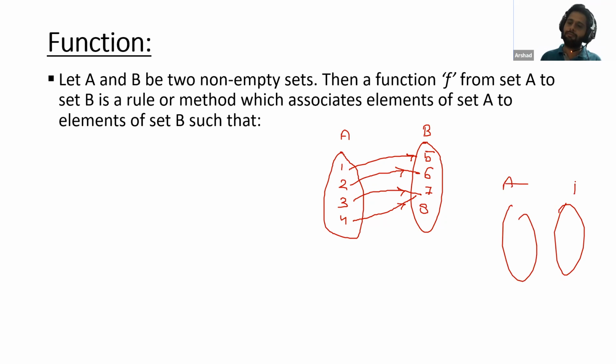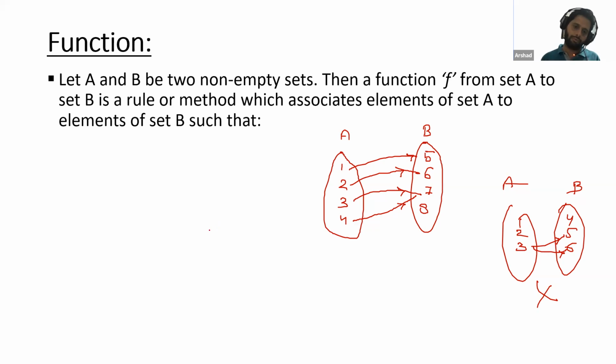This is A, this is B. So this is 1, 2, 3, 4, 5, 6. So if 3 is linked with 5 and 3 is also linked with 6, then this is not unique. Okay, but this is a function because 3 is related with a single element, 4 is related with a single element. This clear, Josefa? So this is a function.